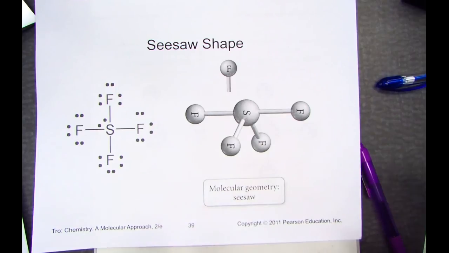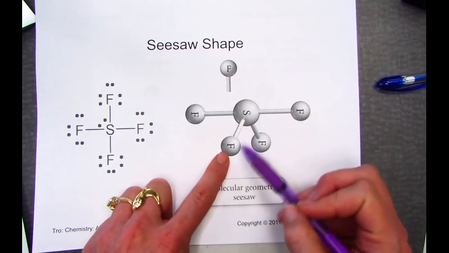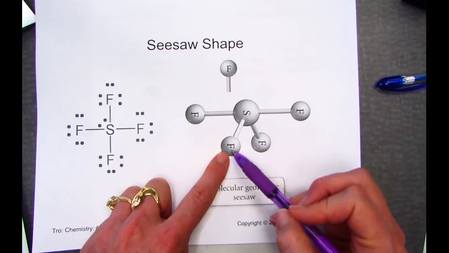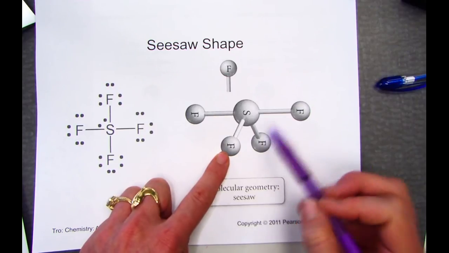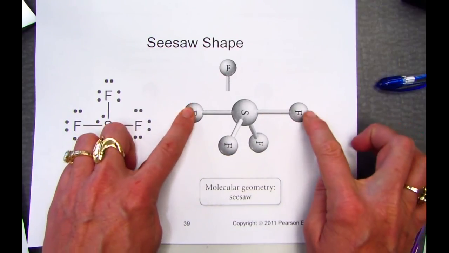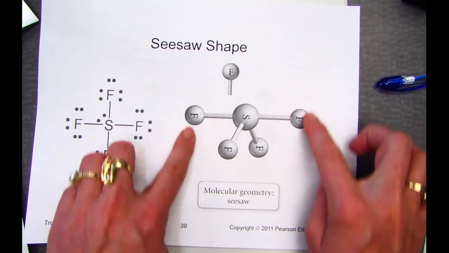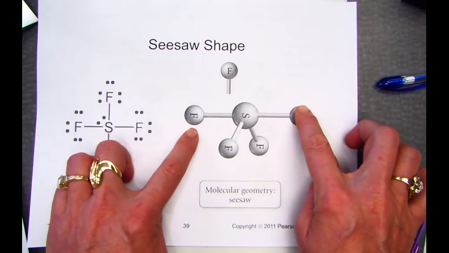seesaw. And literally, when we build these, it's like having a leg. The sulfur atom, and these two would just be sitting flat on the table. I can place a person here, and you can go up and down like a seesaw would. And that's where it gets its name from, a seesaw shape.